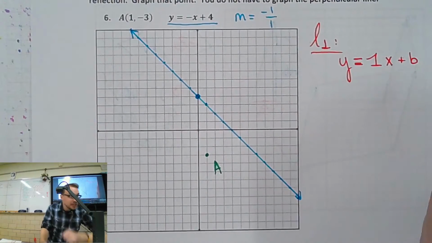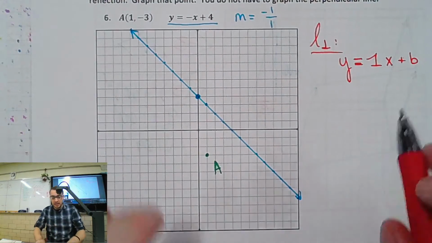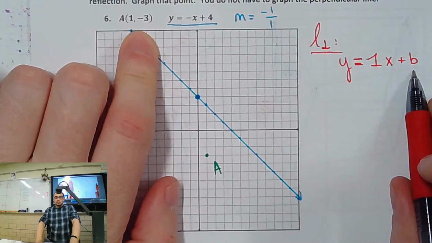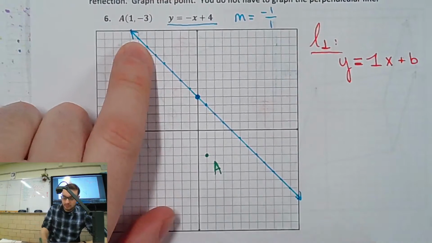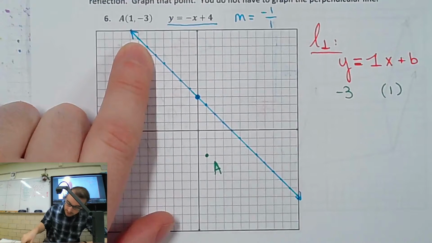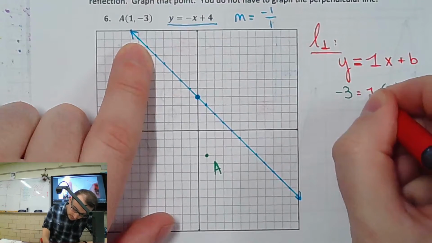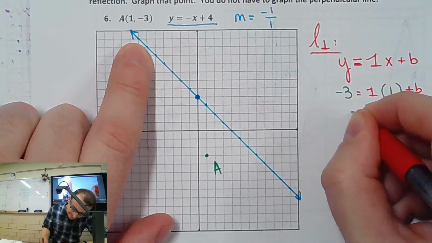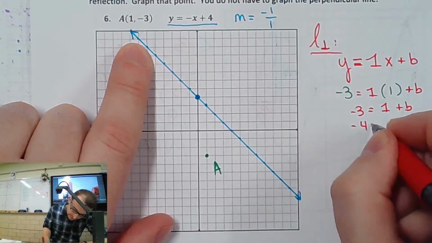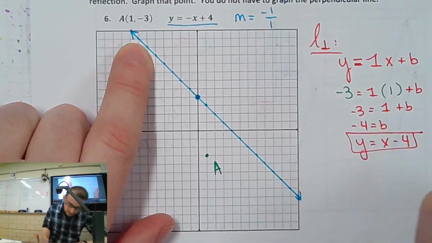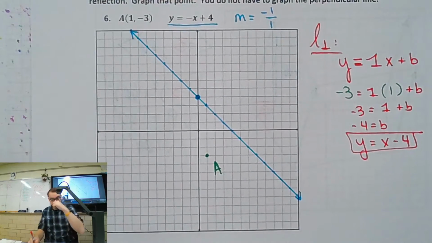We don't know what b is yet. b is going to make it go through (1, -3). So we're going to plug in that point to this. Negative 3 for y, and 1 for x. There's the perpendicular line.